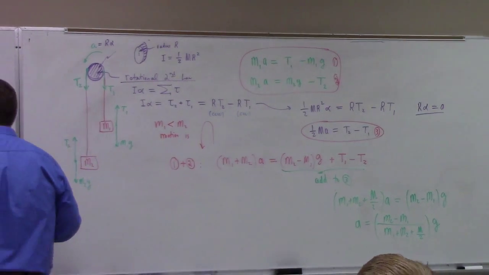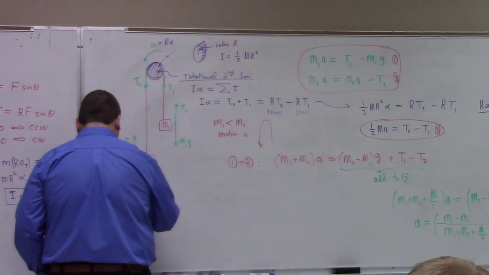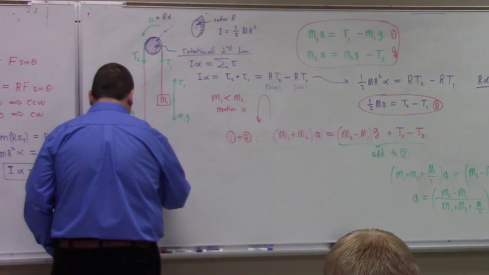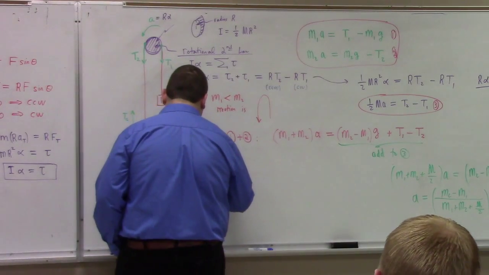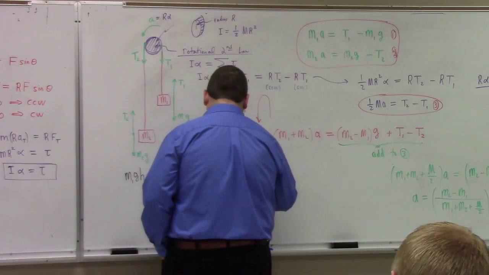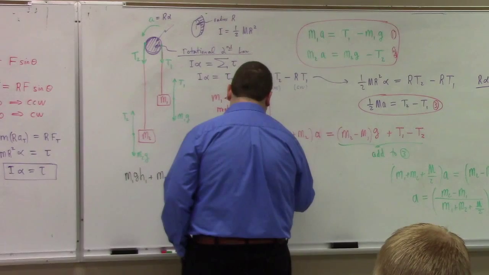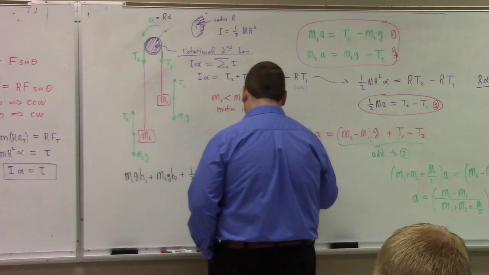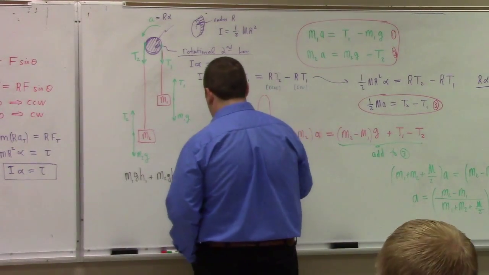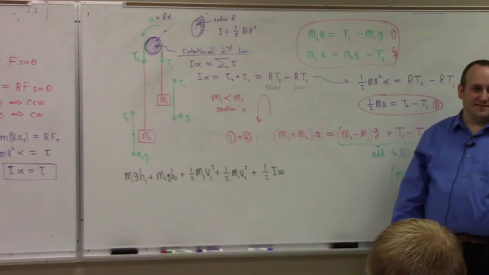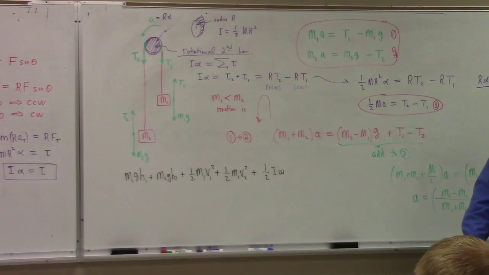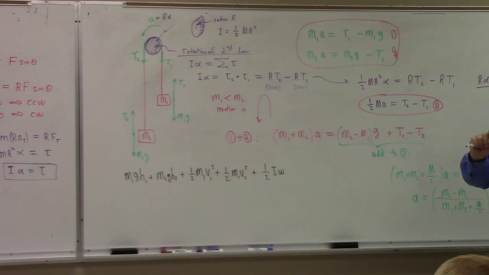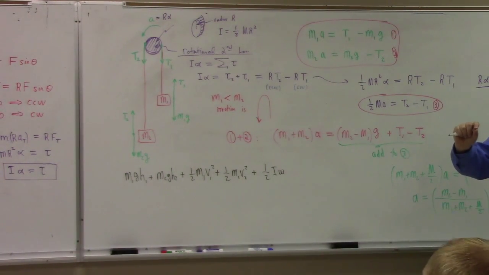So what you'd have would be something like M1G H1 plus M2G H2 plus 1/2 M1 V1 squared plus 1/2 M2 V2 squared, right? Plus 1/2 I omega squared. Although, what's the relation between V1 and V2? If the string is not stretching, what does the relation have to be? Can you have something attached by a string which is taut, and yet they have different velocities? Intuitively, you should see the answer is no. So V1 has to equal V2.